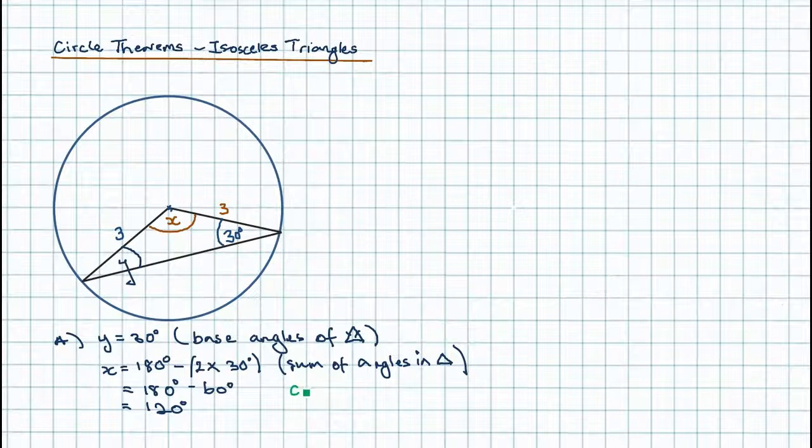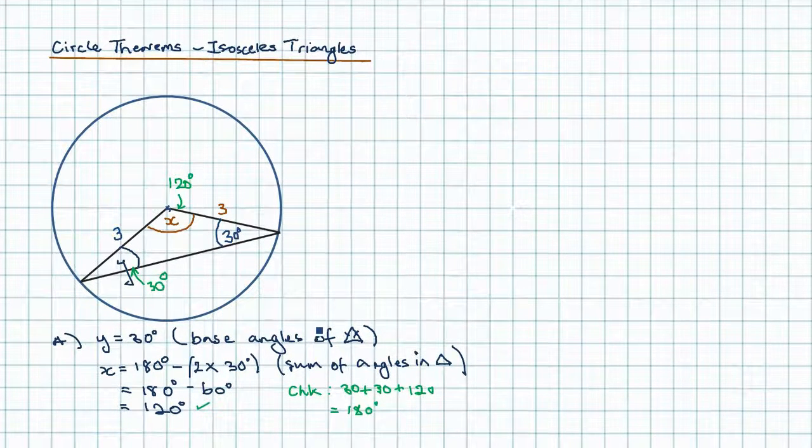Well, simply by adding up the angles that we've now derived. So we've got 30 here, we've got 30 here, we've got 120 here. So our check is simply that 30 plus 30 plus 120 does indeed equal 30 plus 30, 60, plus 120, 180 degrees. Therefore this must be correct.